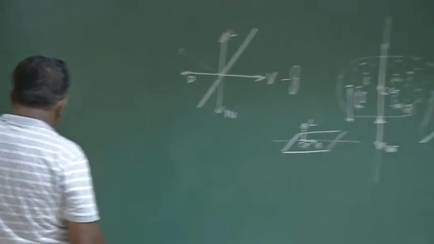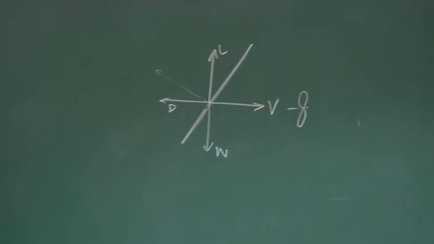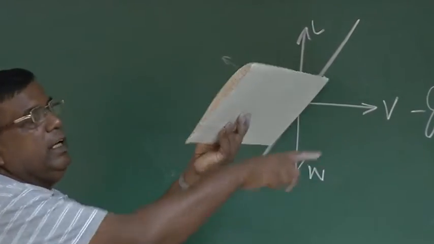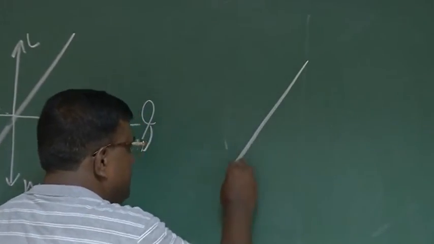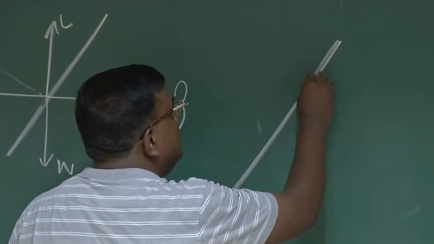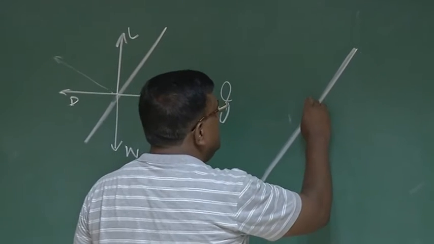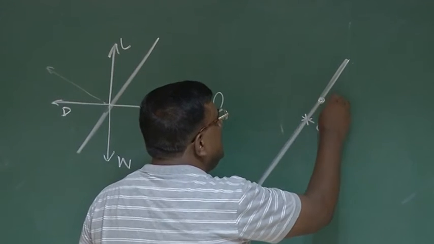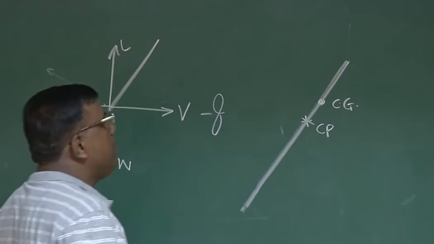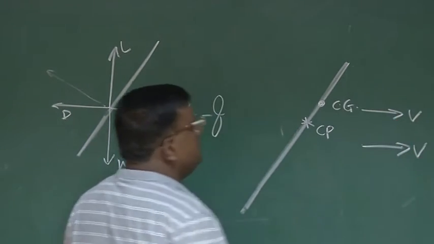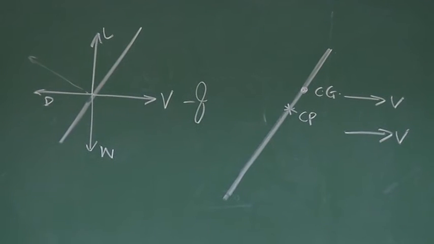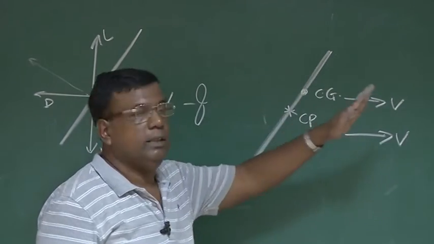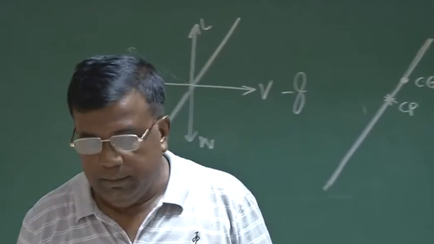So let us come back to George Cayley. I hope you understand this diagram. If I take this plate, put it like this, this is the plate I'm talking about, and it's moving at an angle. Now let us take a case. Let this plate have its CG, that is center of gravity, ahead of the center of pressure. So it is going like this. This could be one of the configurations.